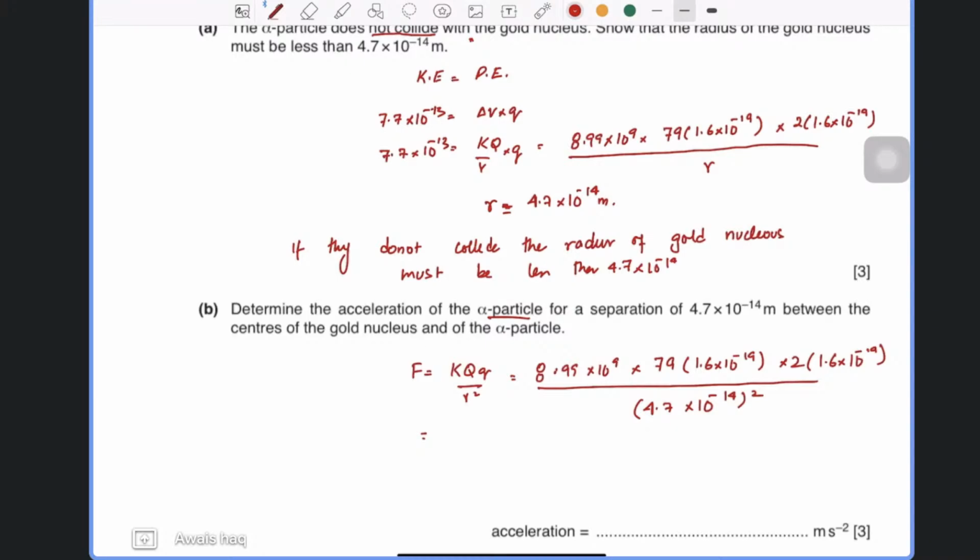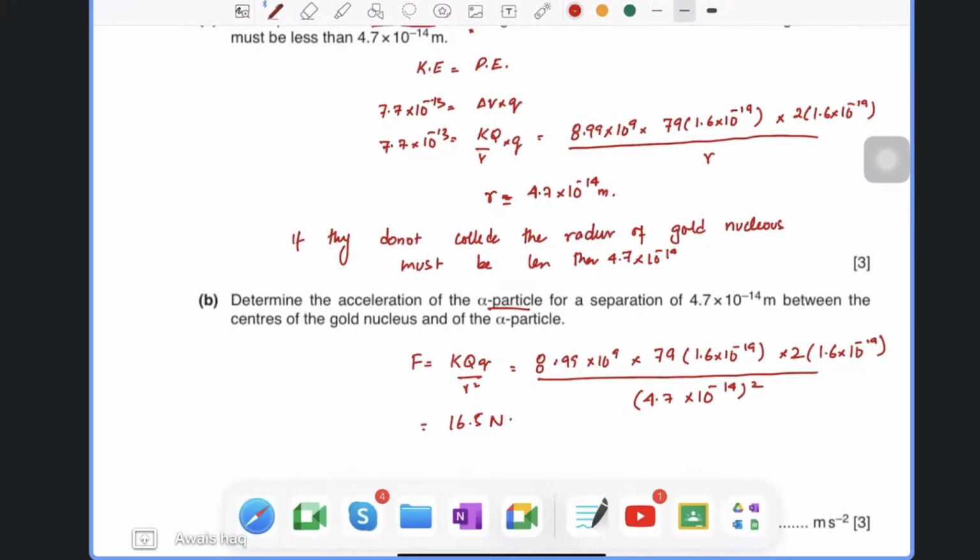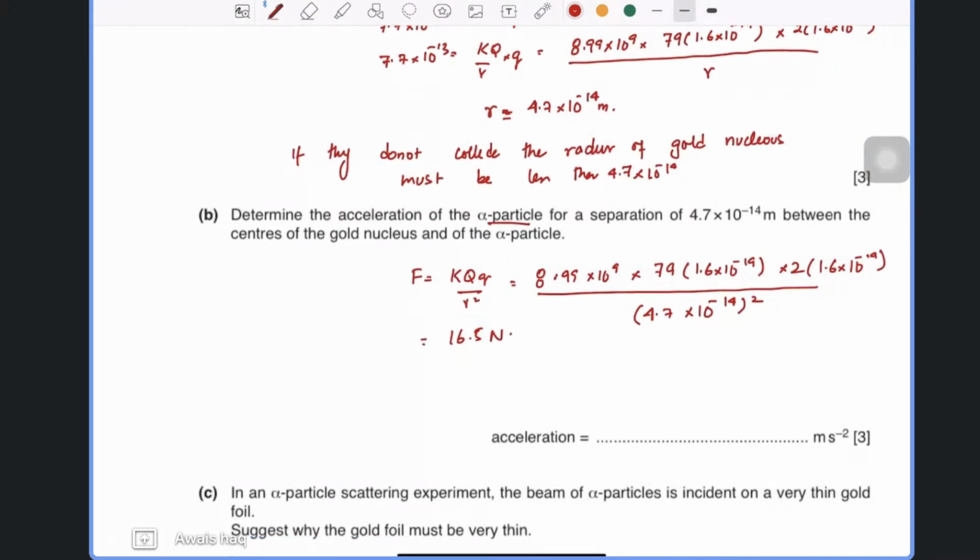Yes, please. What did you get? 16.5. Are you sure? 16.5 newtons. Gautika. Okay, I don't know. Could be this. I have no idea, but this seems a very weird answer.